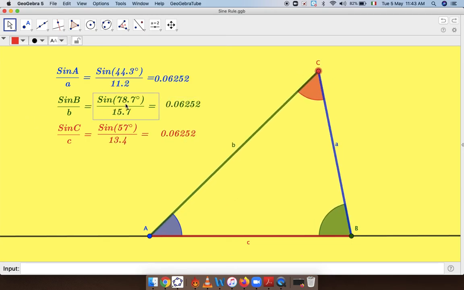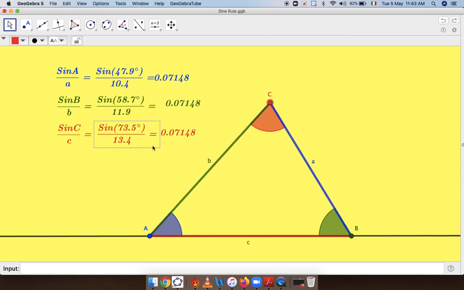So I don't care what the sine of 78.7 degrees is. When I divide it by its opposite side length, that value is going to be the same if I look at angle A or if I look at angle C. So hopefully that makes a little bit more sense.